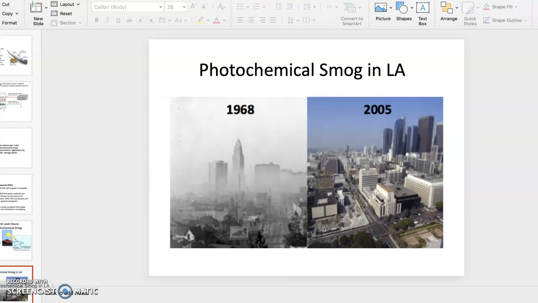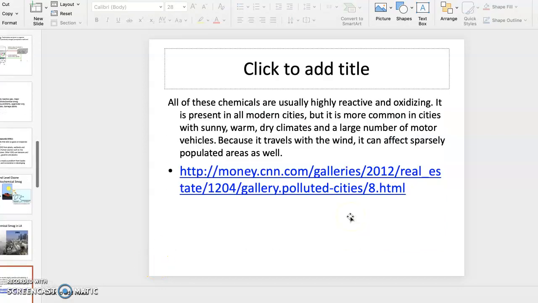Photochemical smog in Los Angeles: it's showing that in 1968 it was a big issue, and now in 2005 it's getting better.